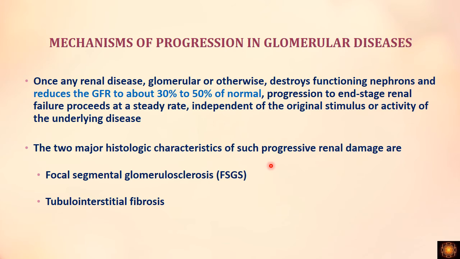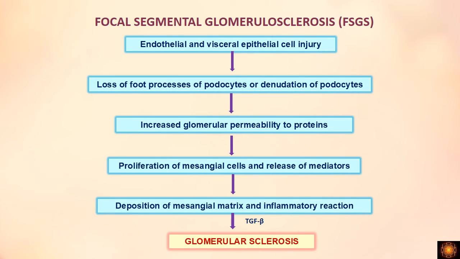Now, as I told you, we have two major histological characteristics that we can see in the glomerular injury. First we have the focal segmental glomerulosclerosis, and then we have the tubulointerstitial fibrosis. Why this focal segmental glomerulosclerosis occurs is because of the inflammatory cells and the mediators, we have endothelial and visceral epithelial cell injuries. We have already seen when there is a visceral epithelial cell injury, we have loss of the foot processes or denudation of the podocytes. So that leads to increased glomerular permeability to the proteins.